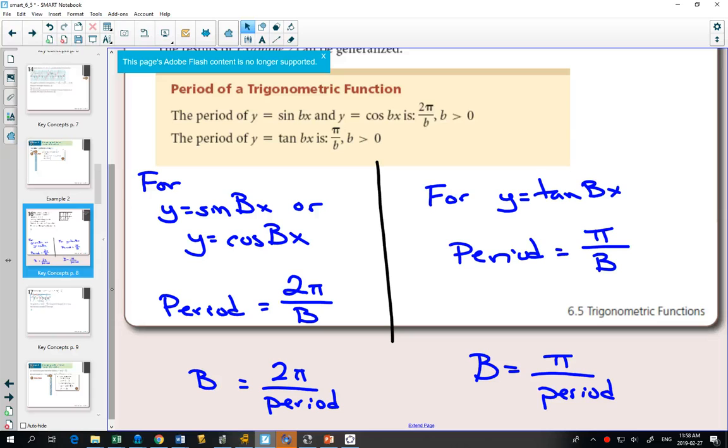And for tan, the period of tan starts at pi. So if you have a b value in there, your new period will be pi over b. Both of these formulas can be rearranged so that you get b by itself. So you can get b is 2 pi over your period, or b is pi over your period for tan.